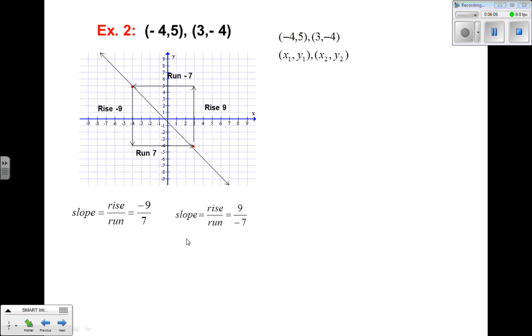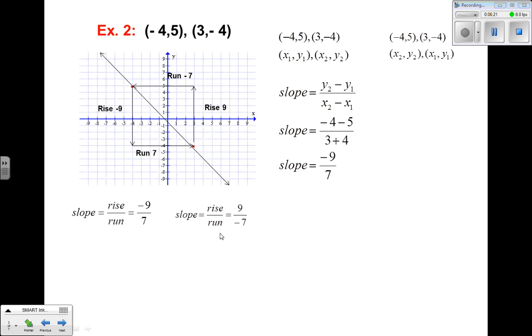Now I'm going to use the formula. First I've labeled the first point x1, y1, the second point x2, y2. I substitute the numbers in, I get -9 over 7. If I switch the order around and make the first point x2, y2 and the second point x1, y1, I plug those in and I get a slope of 9 over -7. Again, as long as only one of those values is negative, the whole thing is negative and it represents the same line.